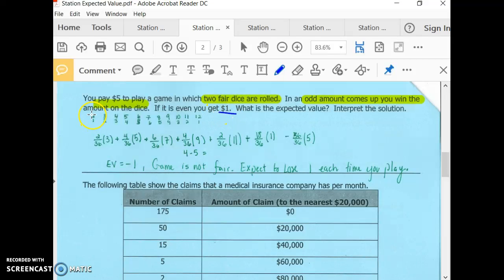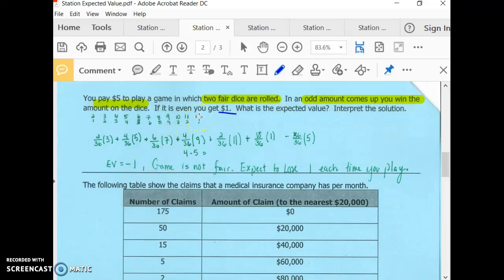So here's my little breakdown. When I roll the dice, I can get 2, 3, 4, 5, 6, 7, 8, 9, 10, 11, and 12. There's only one way to get a 2. Two ways to get a 3. 3 ways to get a 4. 4 ways to get a 5. 5 ways to get a 6. 6 ways to get a 7. 5 ways to get an 8. 4 ways to get a 9. 3 ways to get a 10. 2 ways to get 11. And 1 way to get a 12.